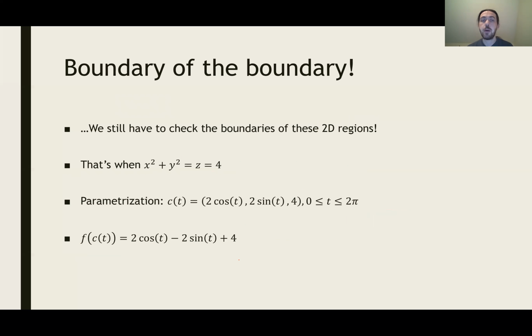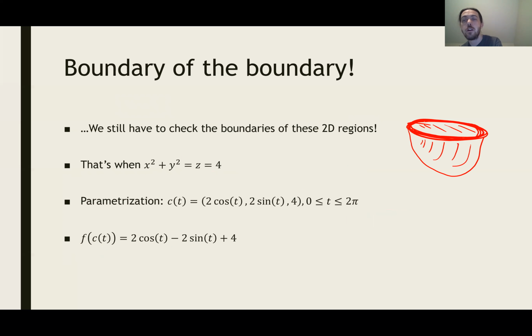But then we have to check the boundary of the boundary. So we had this top region and we checked for critical points on the interior of the top region, and we checked the bottom region, we checked for critical points on the inside of the bottom region, but we haven't dealt with their common intersection, the boundary of the boundary, this circle of radius 2 inside the plane z equals 4. We have to check for maxima and minima there as well. And this makes these kinds of three-dimensional problems a lot trickier.